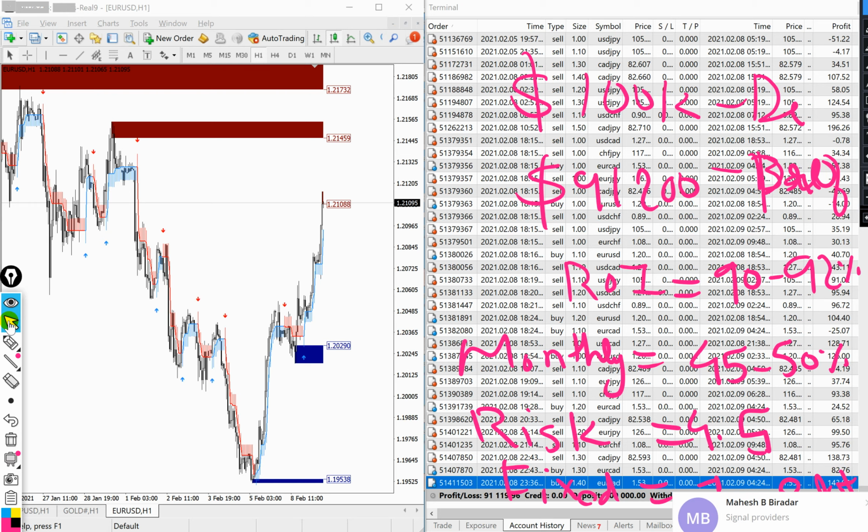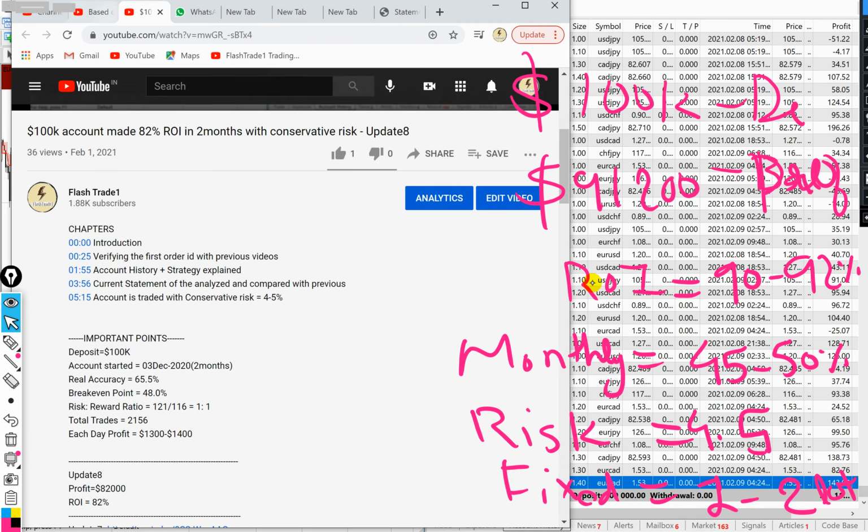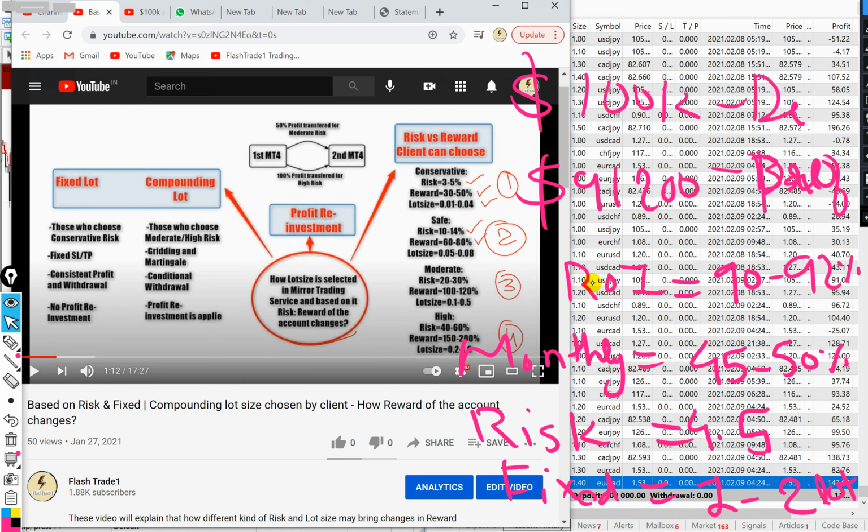All these things come into the category of conservative risk, where you can see that the risk is 3 to 5%, our risk is 4 to 5. Risk reward 30 to 50%, you can see ours is 45 to 40%. Here the lot size of 0.01 to 0.04 is not maintained, but just because the capital on the account is also 100k, we need to choose the lot size based on that.